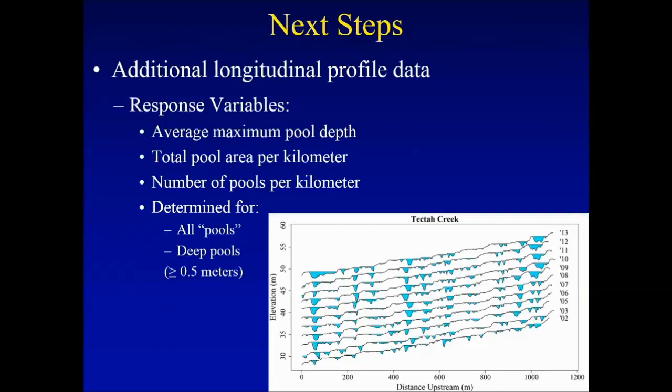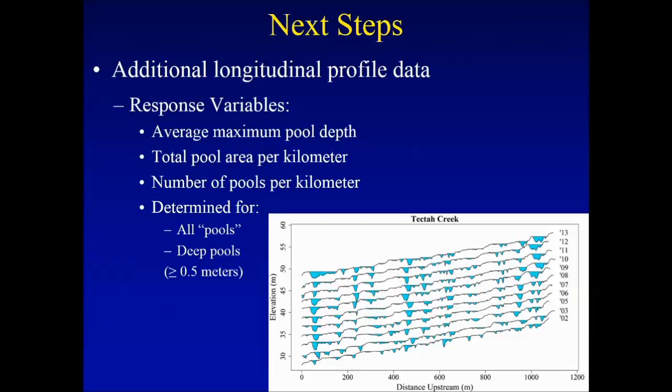So, to put a fisheries perspective on this summary: fines are typically defined in the literature as being less than 6 millimeters, and that's a significant value for egg survival and fry emergence, where you typically want to see less than 10% of the fines in that category. And in the last 10 years, we didn't see a single site exceed 10%. In fact, the average was about 2.6.